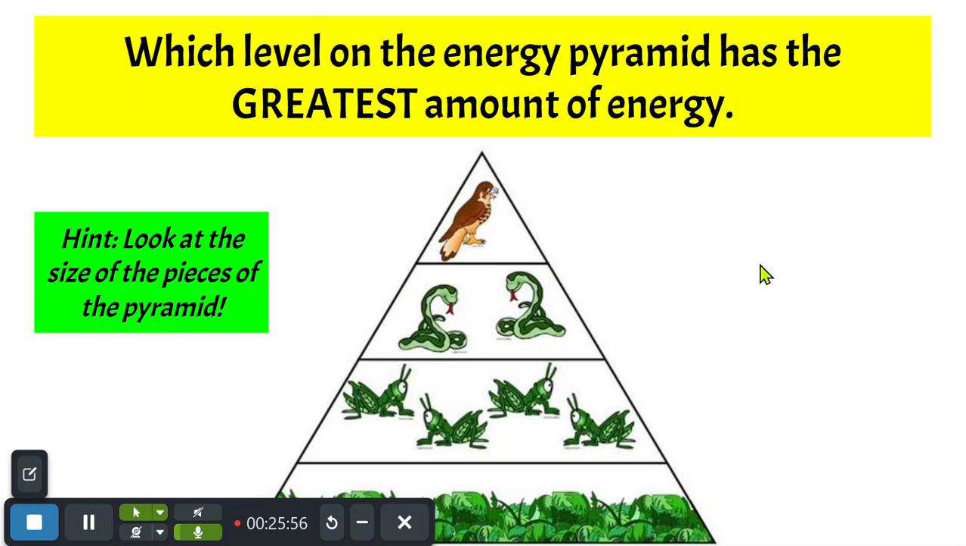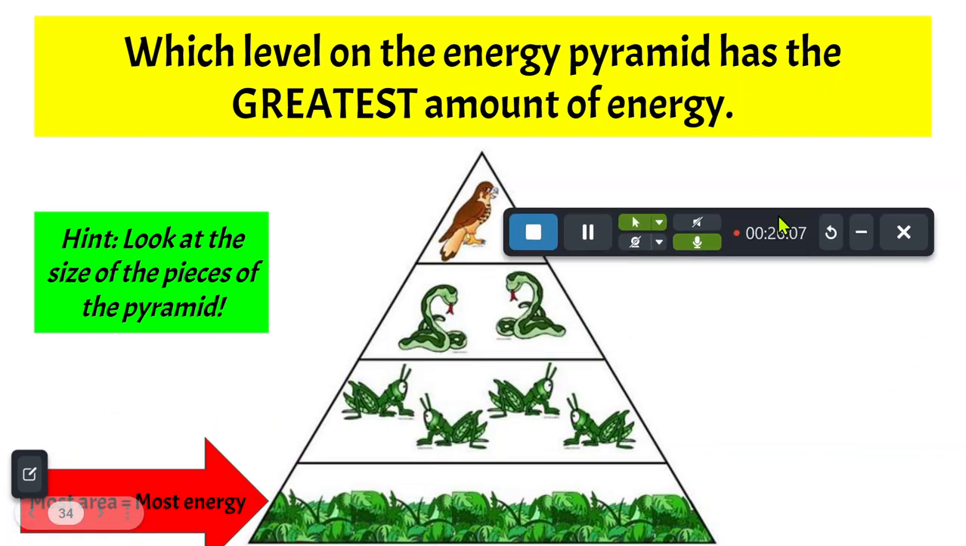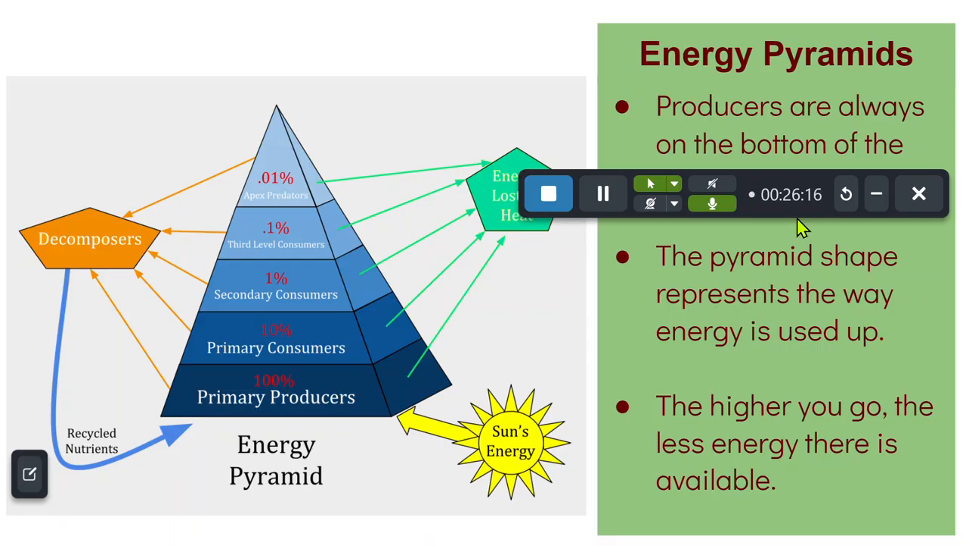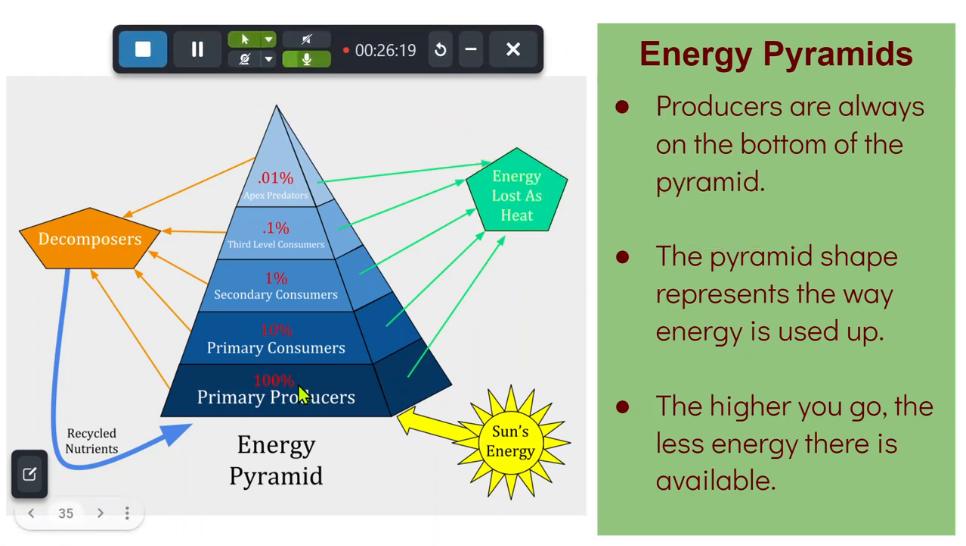All right. So, which level do we think has the greatest amount of energy? It's definitely those producers, right? That's why that's the biggest level on our pyramid. Okay, and so that's going to be the most energy right there at that primary producer level. All right. And in energy pyramids, producers are always going to be on the bottom. And that pyramid shape is just representing how we get less and less energy as we move away from those producers. Okay, the pyramid shape represents the way that energy is used up. And the higher you go up toward the top, the less energy there is that's available at all.